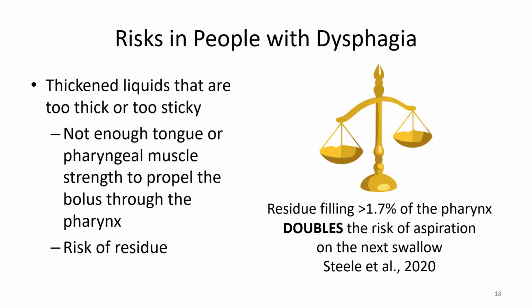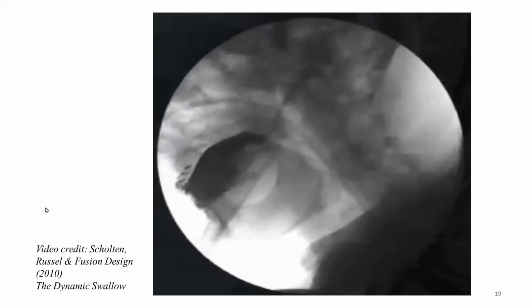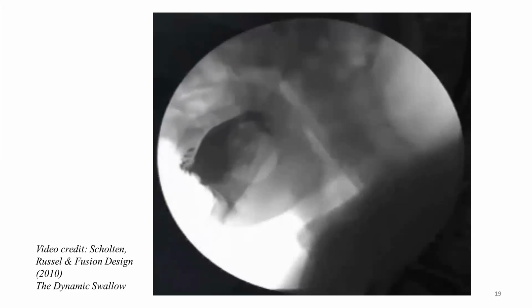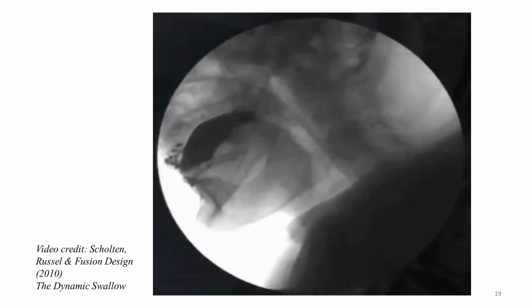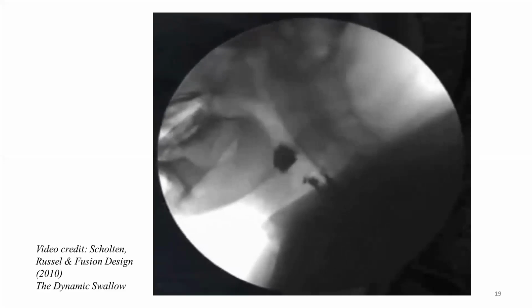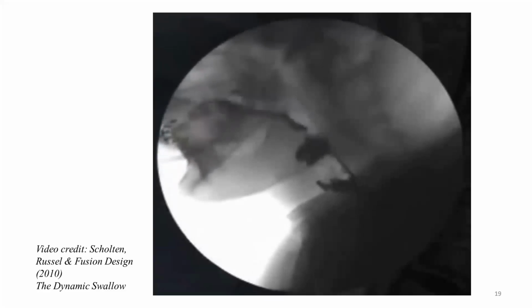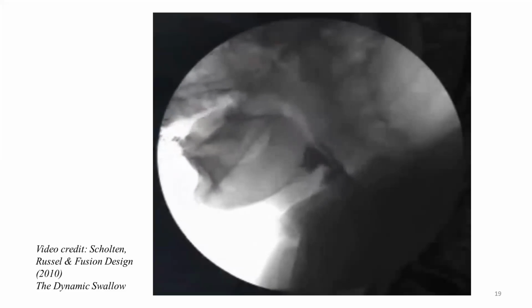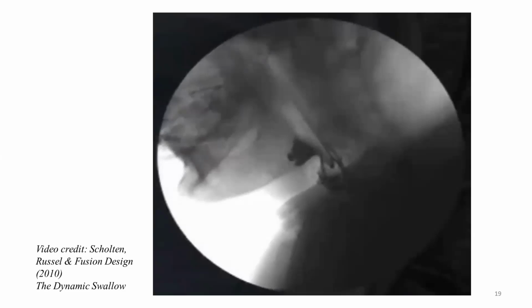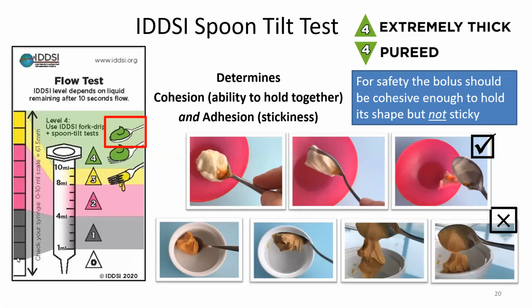So next slide, please. On this videofluoroscopy example, we see a patient who has residue in the pharynx after their swallow. You can see it there in the vallecula and also down lower in the piriform sinus area just above the upper esophageal sphincter. And really, they're having great difficulty clearing it. So we can move on to the next slide.